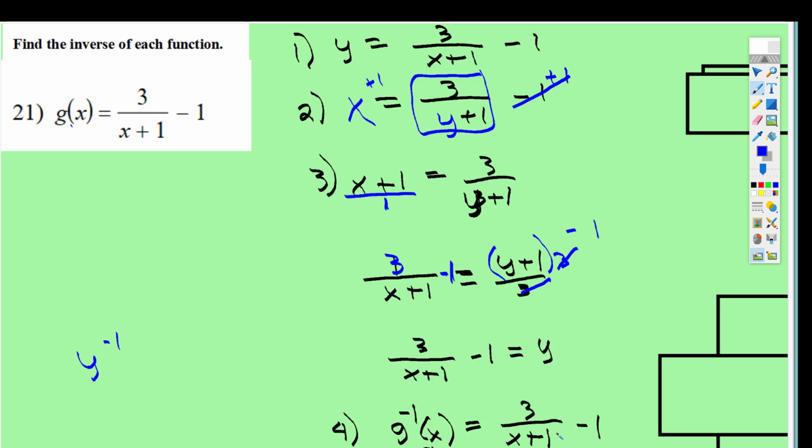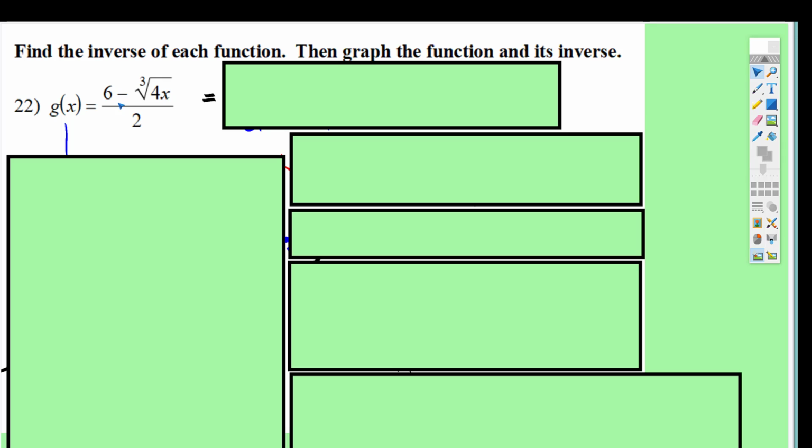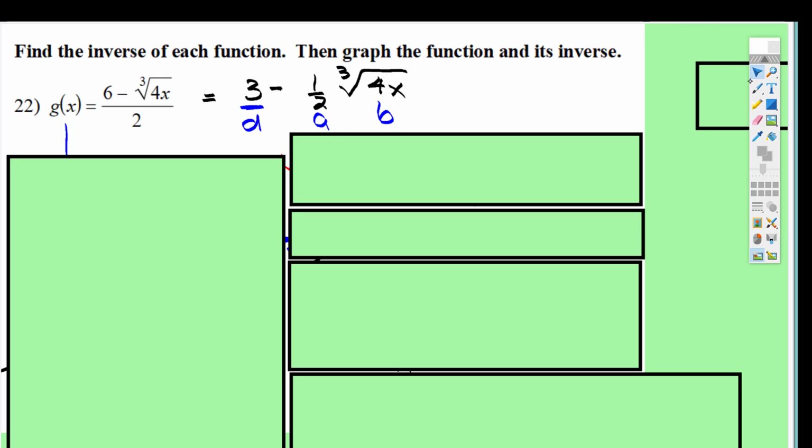And then one last thing. It says find the inverse and then graph. Well, this original one, see how that is 2 things over 2? I'm going to break this down into 2 separate fractions. Well, 6 divided by 2 is 3. That's how far we go up and down because that's a positive 3 on the outside of the radical. And then that invisible 1 divided by 2 is just -1/2 times the cube root of 4x.